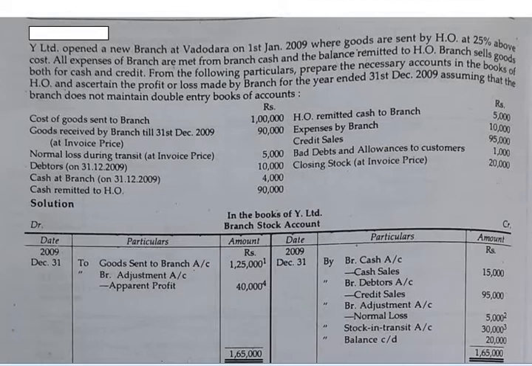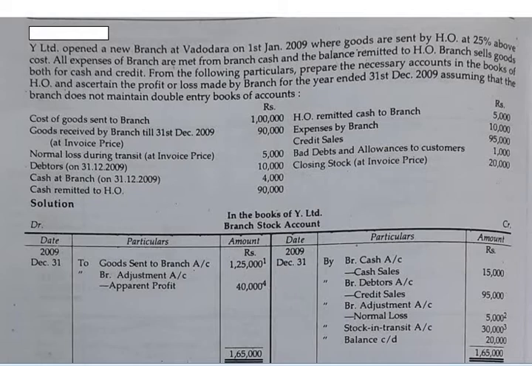Then the normal loss during transit at invoice price is rupees 5,000. Then the closing balance of debtors is 10,000. The closing balance of cash is 4,000. Then cash being sent by the branch to the head office is 90,000. Then cash being sent by the head office to the branch is rupees 5,000. Then the expenses by branch is rupees 10,000. The credit sales is 95,000. Then bad debts and allowances to customers rupees 1,000, and the closing stock is rupees 20,000.